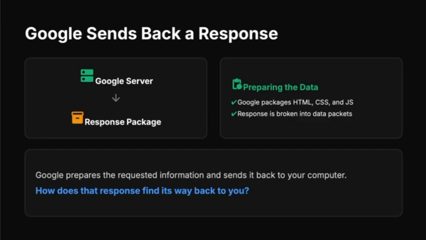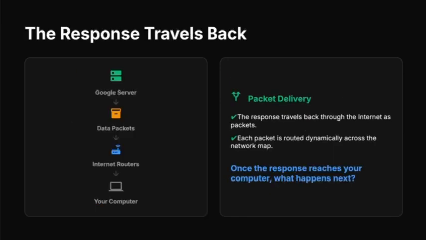Now that Google understands what you've asked for, it starts preparing the response. If you look at the left side, the server creates a response package that will be sent back to your computer. But what exactly is in that package? It contains everything your browser needs to build up the web page you see on your screen. Things like HTML for structure, CSS for design, and JavaScript for interactivity. Just like before, this response isn't sent as one large file. It is broken into smaller packets and begins its journey back across the internet. But now another question comes up. How does that response find its way back to the computer?